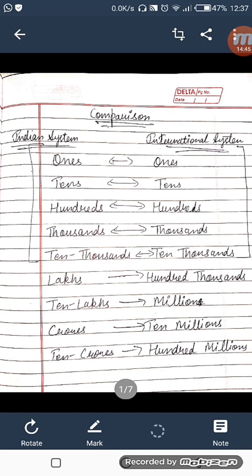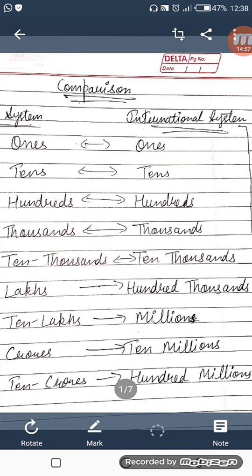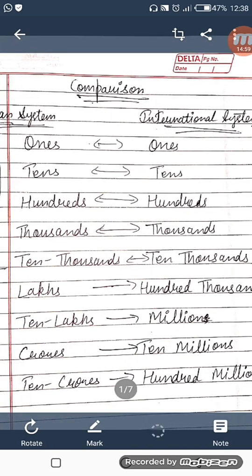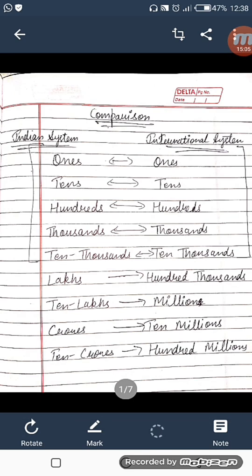See this. In the Indian system, ones will remain ones and it will remain the same up to 10,000. But after the series of 10,000 it will change, and lakh will become 100,000, 10 lakh will become million, crores will become 10 million, and 10 crores will become 100 million. You have to study this in this way.